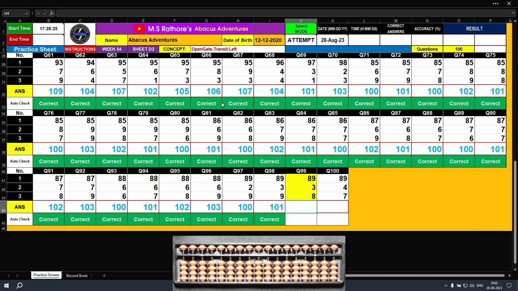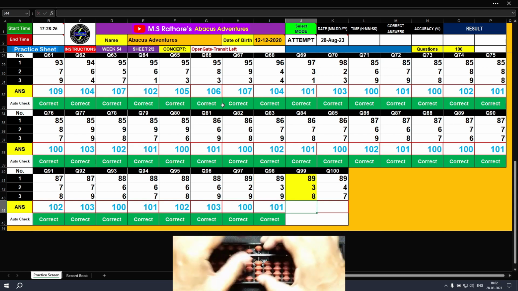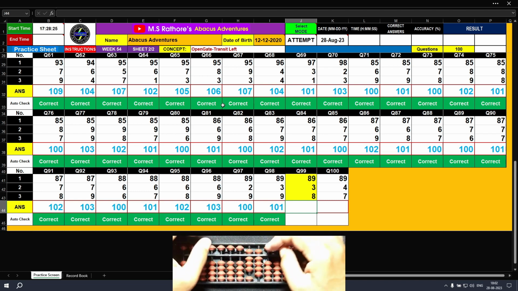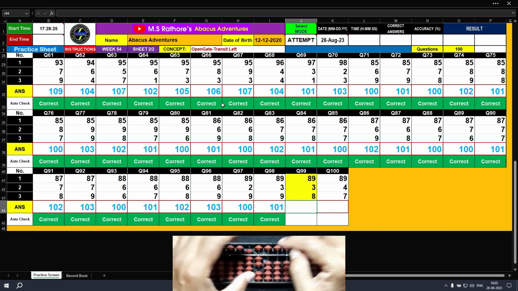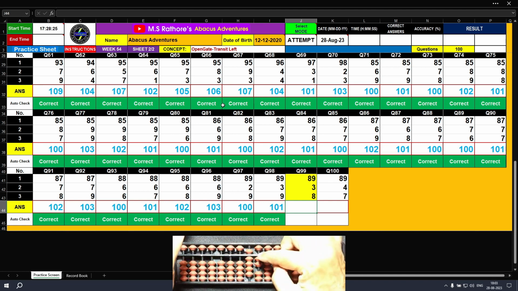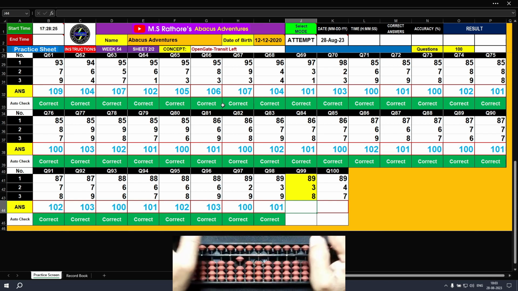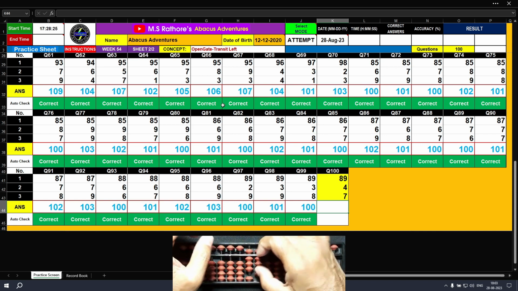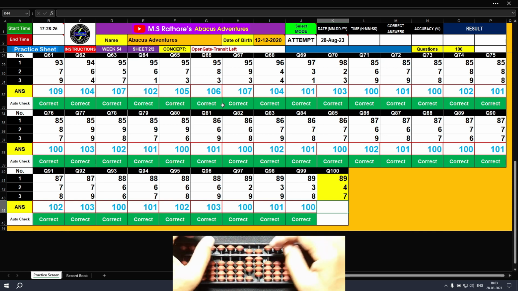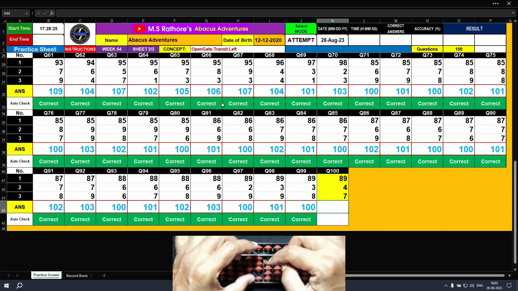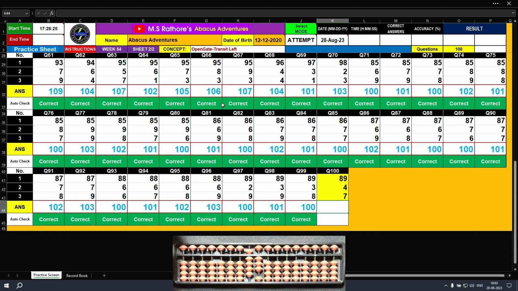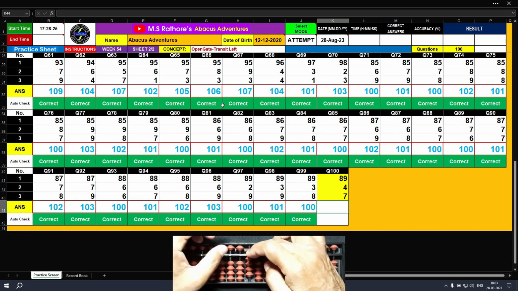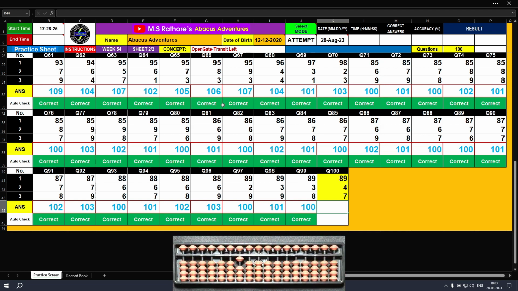Question number 99. Plus 80 plus 9. Plus 3 equals minus 7 plus 10 plus 8 equals minus 2, open the gate, plus 10, it's 100. Question number 100. Plus 80 plus 9 plus 4 equals minus 6 plus 10 plus 7 equals minus 3 plus 10, it's 100.